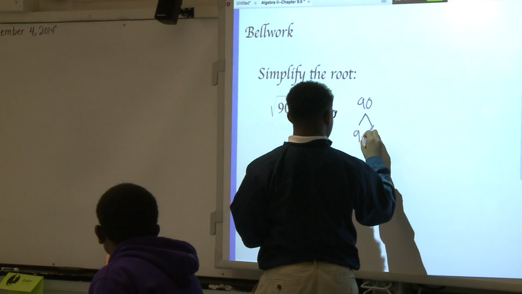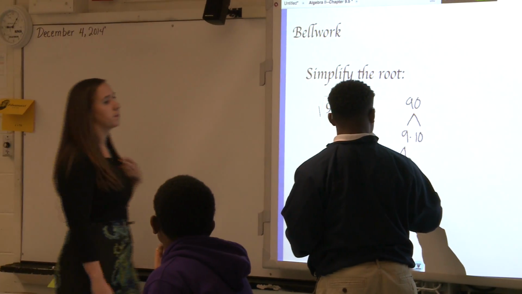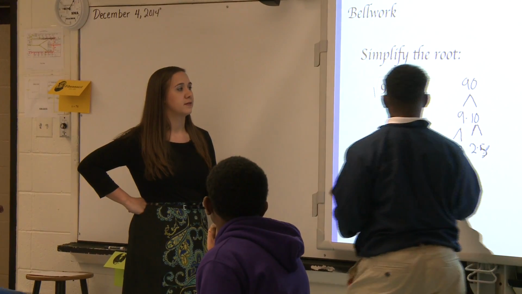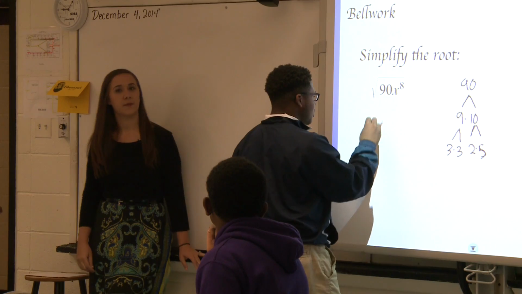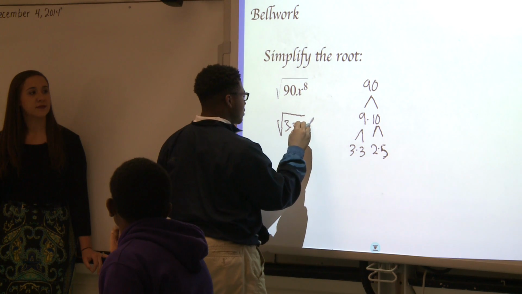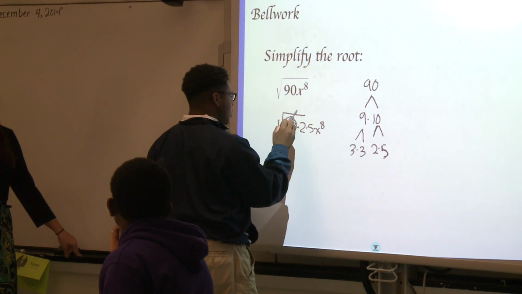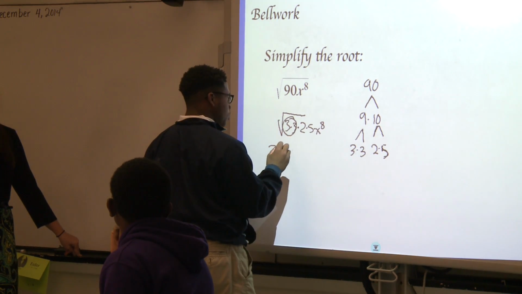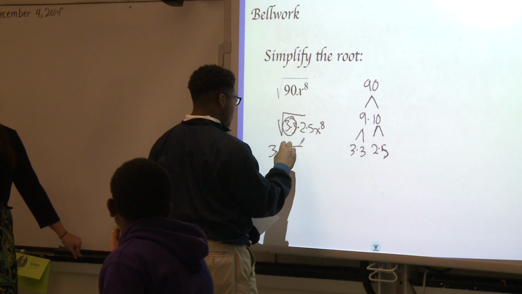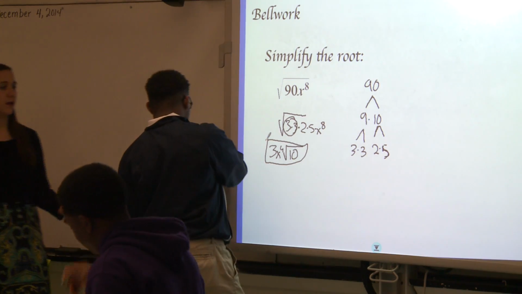I factored it to 9 times 10, and factored 9 to 3 times 3, and 10 to 2 times 5. Then I wrote it in a square root sign: 3 times 3 times 2 times 5 times x to the 8. Then I took out this pair and put it out here. And I took out the x to the 4. 2 times 5 equals 10. Very good. Thank you, sir.